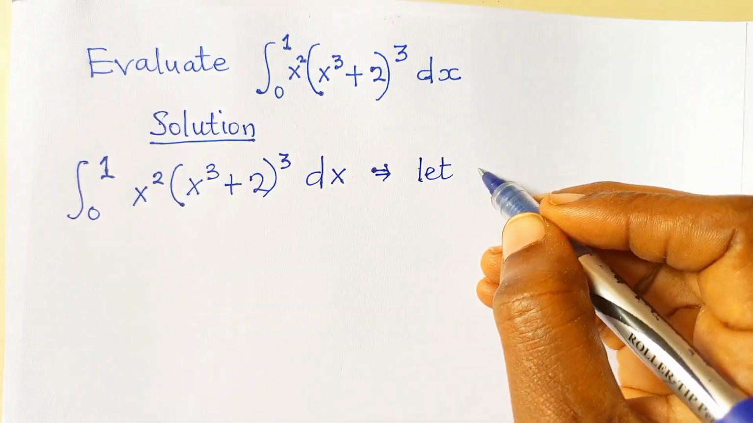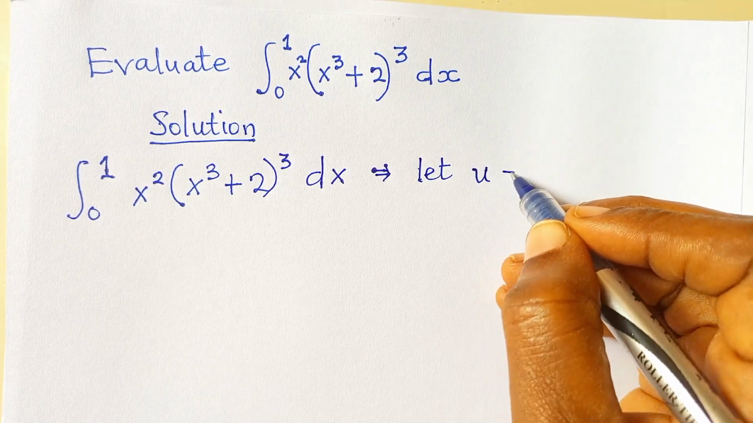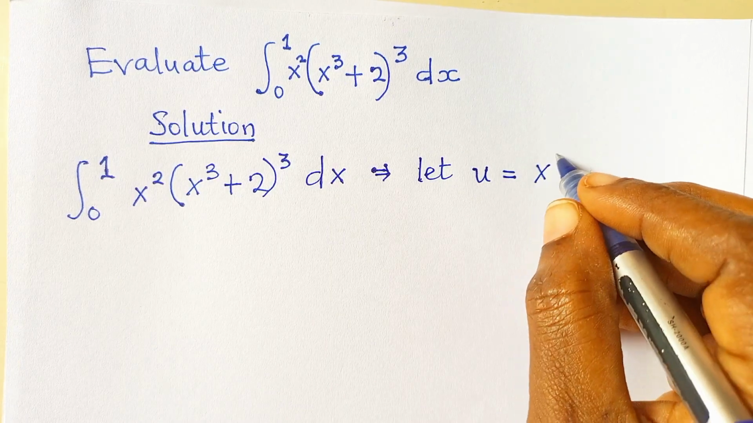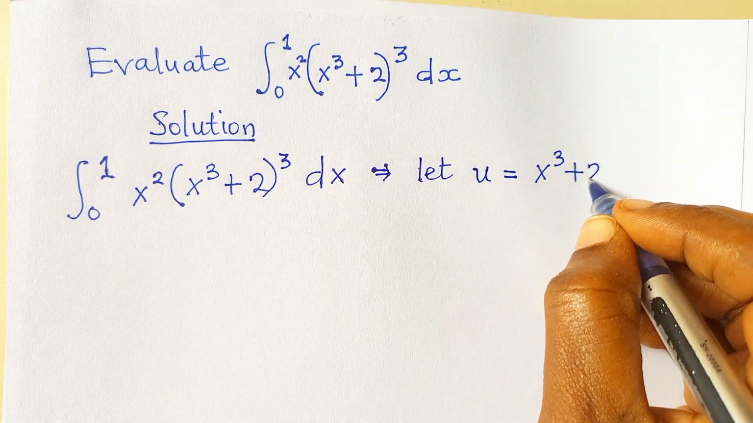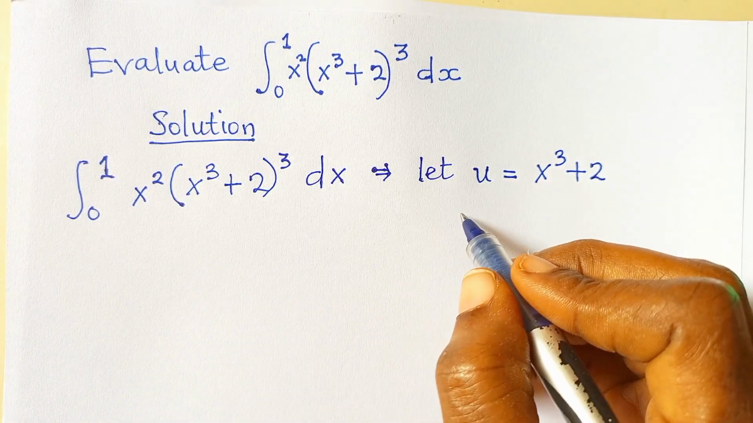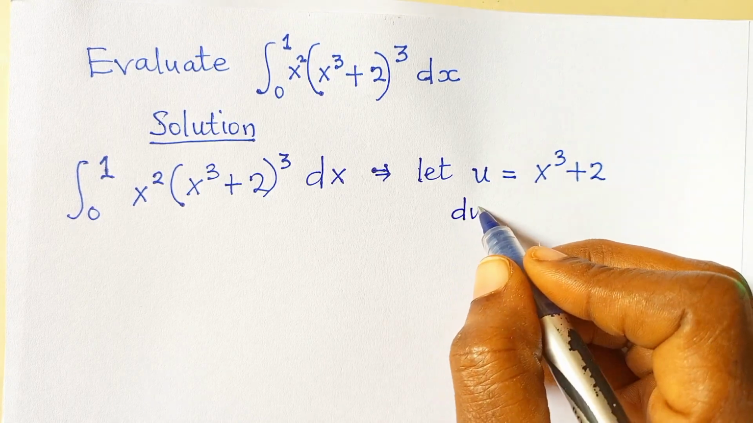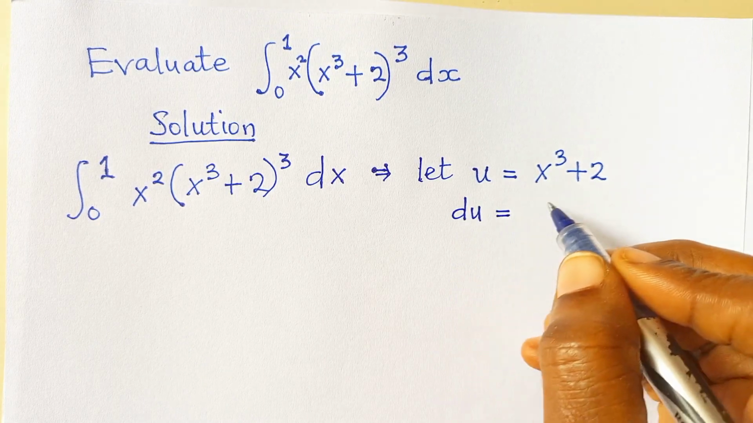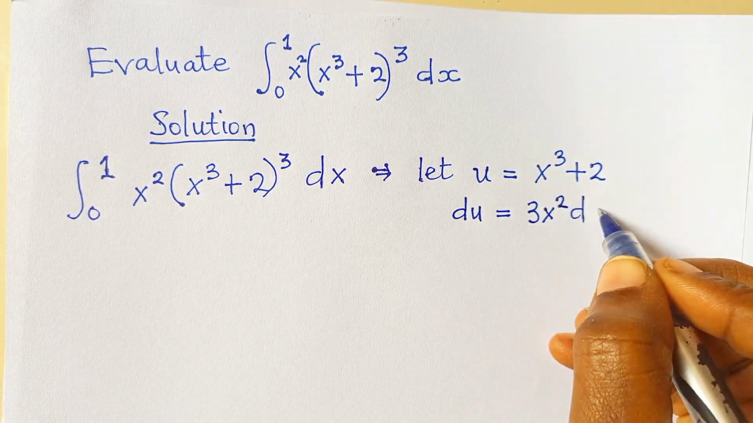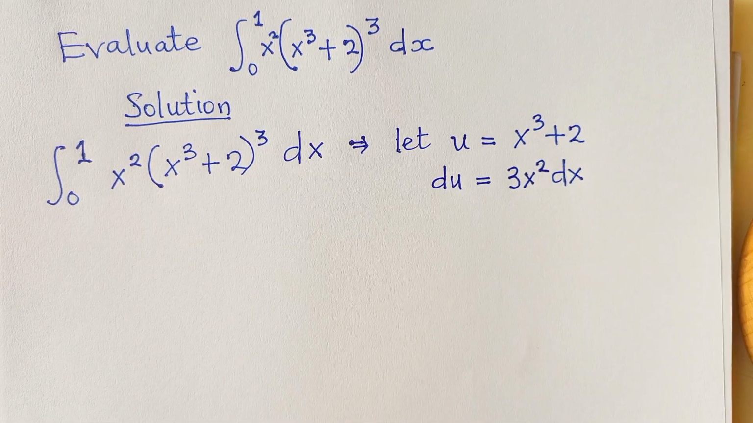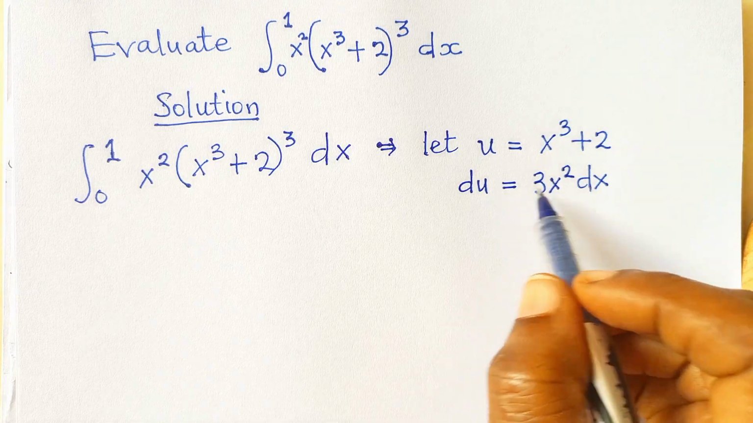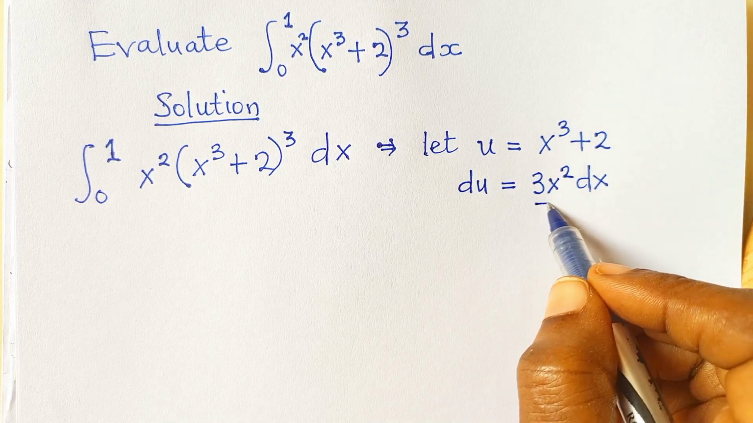So in this case, we're going to let our x cubed plus 2 equals u. And then we're going to differentiate this function. Differentiate, I said, not integrate. We're going to differentiate this function, and in differentiation, we're going to multiply the power by the expression and subtract 1 from the power. So we have 3x squared dx.